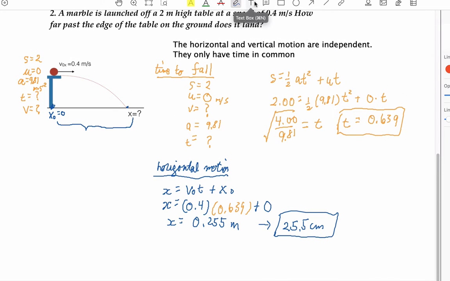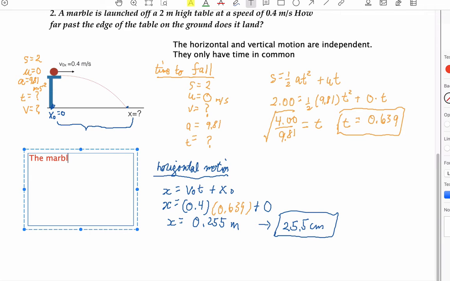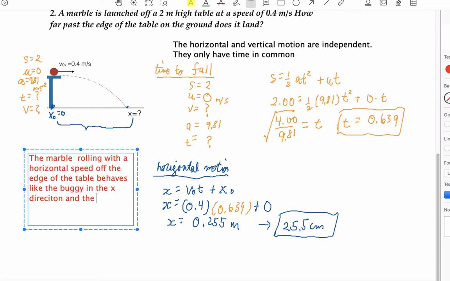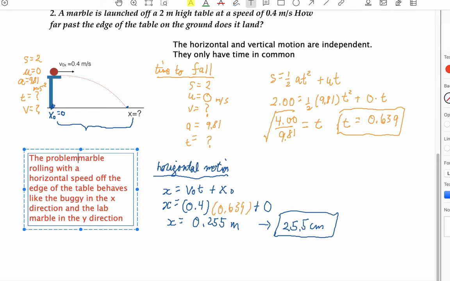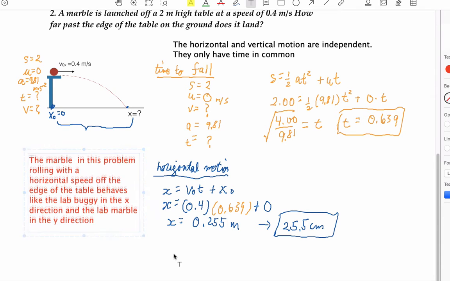Let me say this another way, okay? The marble rolling with a horizontal speed off the edge of the table behaves like a combination, behaves like the buggy in the x direction and the marble in the y direction. And I'm going to say, the lab marble. So the marble in this problem, rolling with a horizontal speed off the edge of the table, behaves like the lab buggy in the x direction and the lab marble in the y direction.